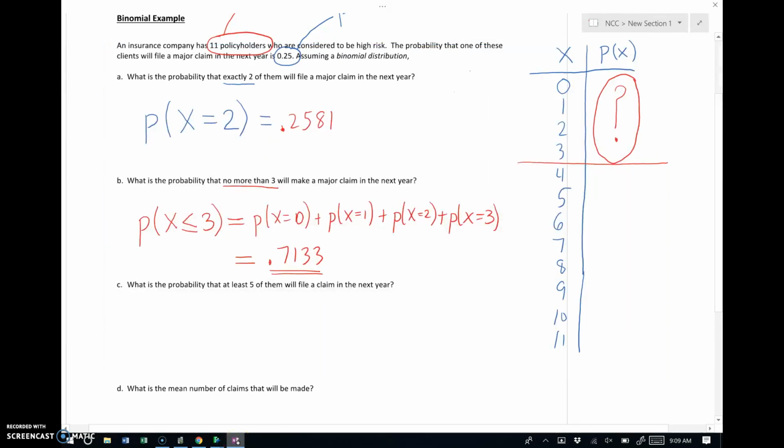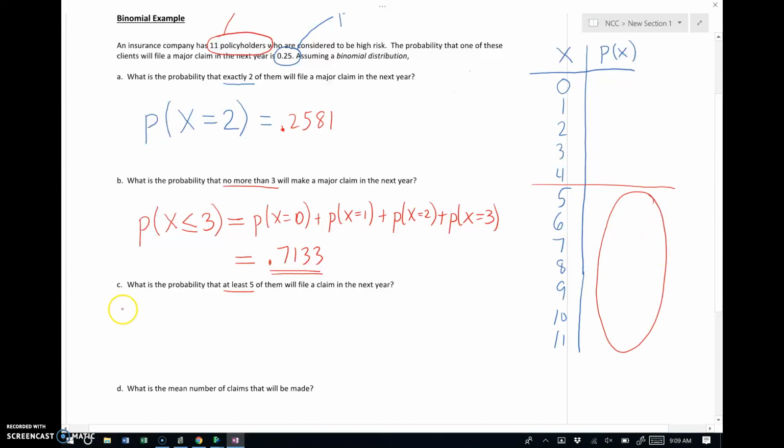The probability that at least 5 of them will file a claim in the next year. All right, at least 5. All right, so let me clean this thing up again. At least 5 means 5 or more, right? The lowest it's going to be is 5. It wants all those probabilities. All right, so the probability x is greater than or equal to 5.